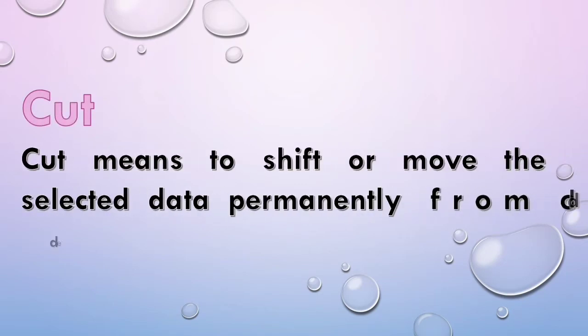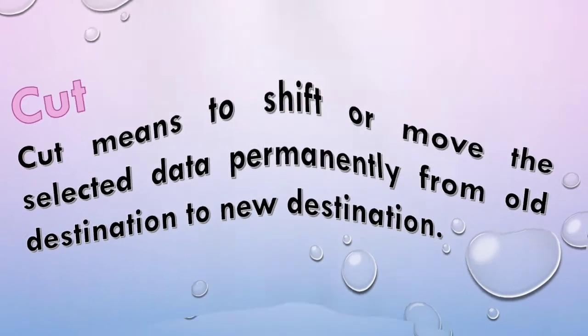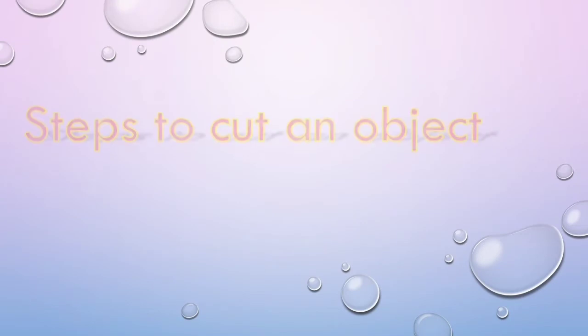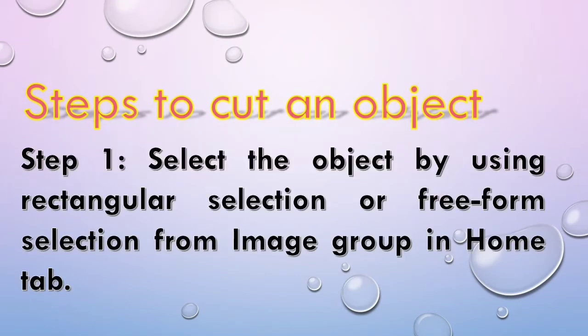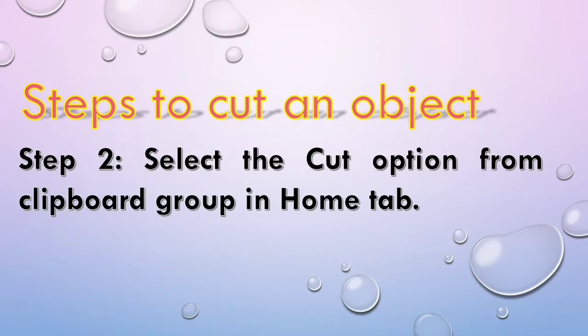Now we are coming to cut. Cut means to shift or move the selected data permanently from the old destination to its new destination. Now the steps behind the cut. Step 1, select the object by using rectangular selection or freeform selection from the Image group in the Home tab. Then step 2 is to select the cut option from the Clipboard group in the Home tab.